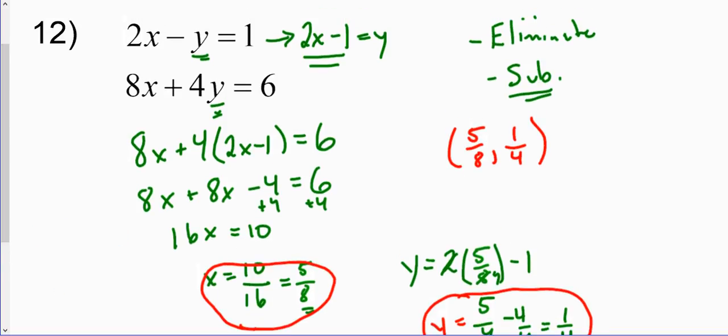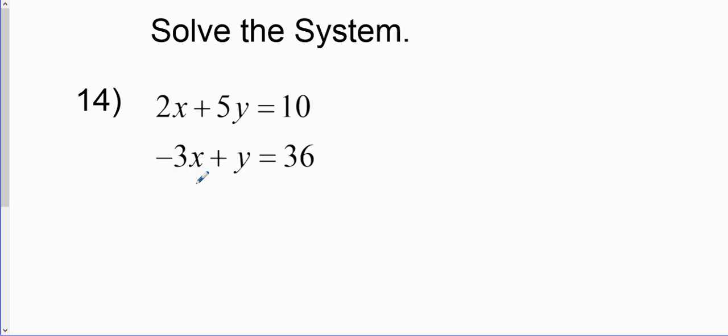Let's try another one here. We have 2 different variables in the top equation, so I probably won't use substitution on that one. What I see in the bottom equation is that I have y by itself again, a prime candidate for solving the system using substitution. So we're going to solve for y. I'm going to add 3x to the other side, so y equals 3x plus 36. That makes it kind of nice.